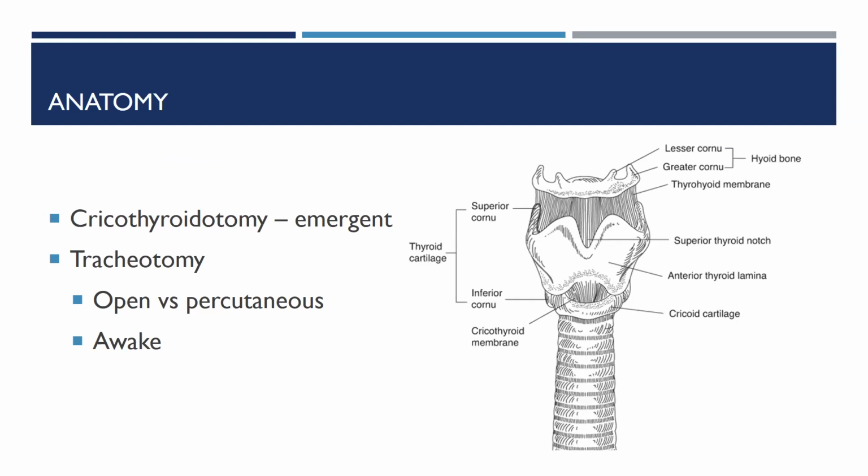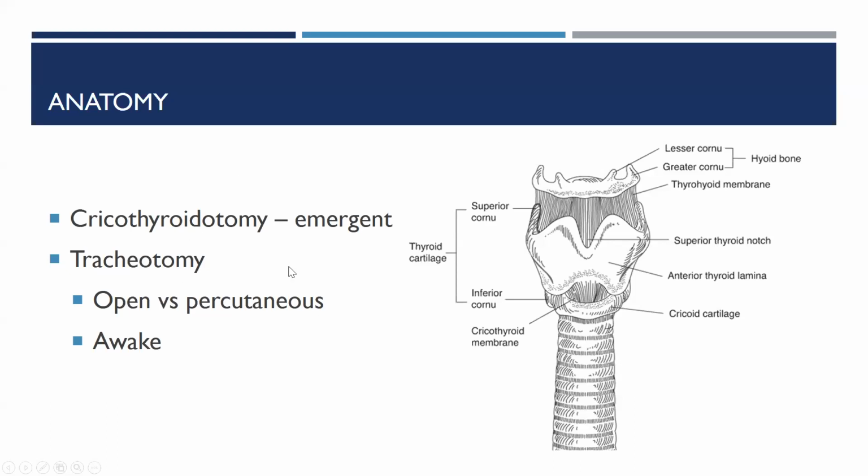So first we have just a brief anatomy. Here is the airway up on top. We have the hyoid bone up here superiorly. This is the thyrohyoid membrane. This entire thing is the thyroid cartilage, which inside here is the majority of the laryngeal structures. And then the cricothyroid membrane here between the cricoid and the thyroid cartilage. And then we have the trachea.